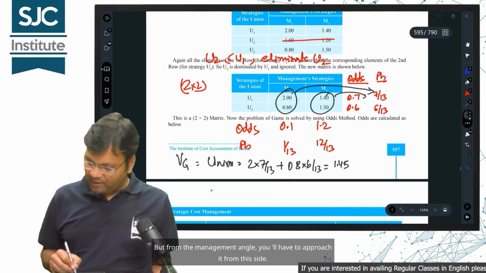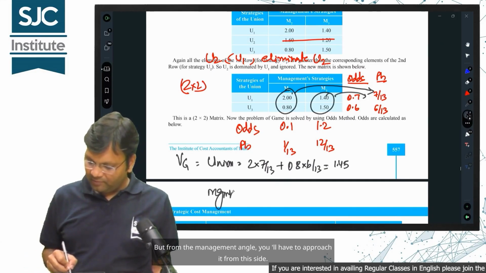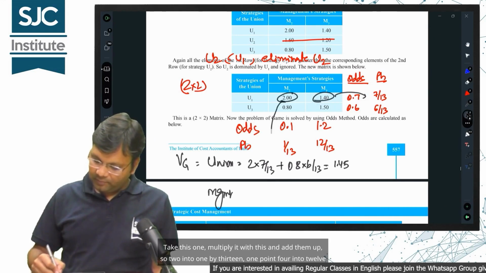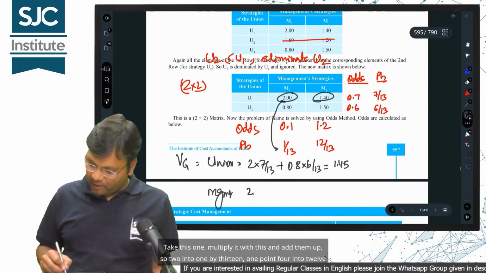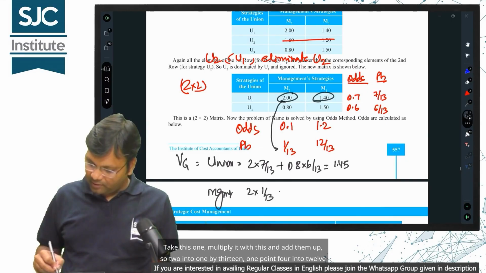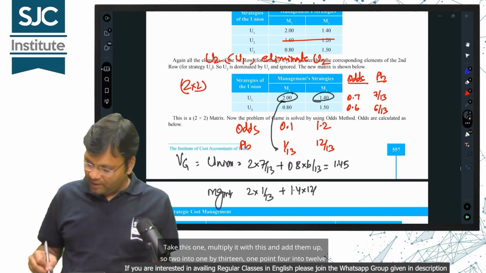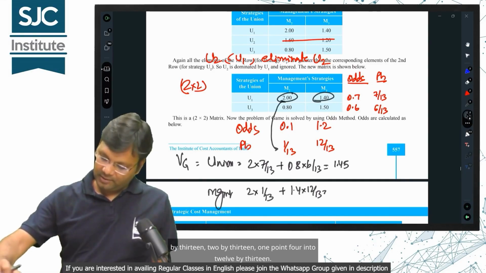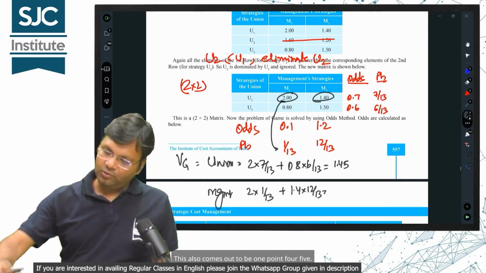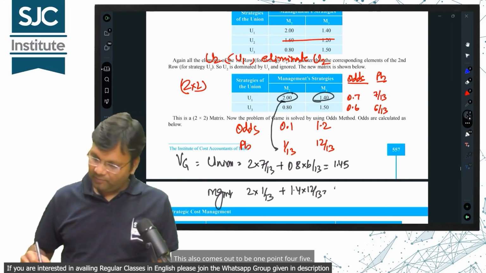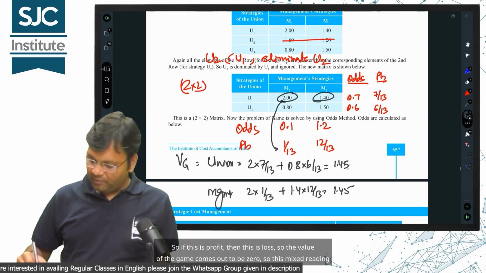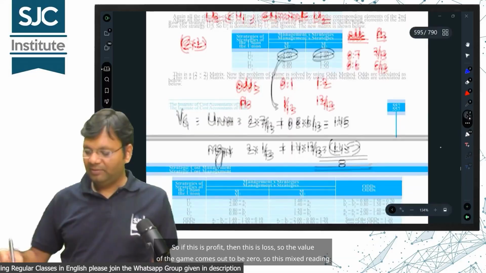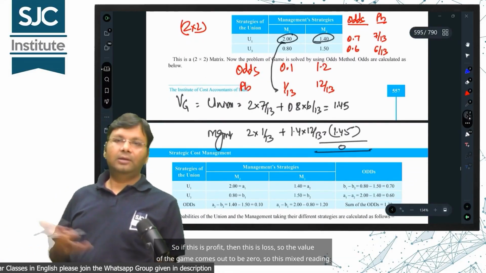But from the management angle, you'll have to approach it from this side. Take this one, multiply it with this and add them up, so 2 into 1 by 13, plus 1.4 into 12 by 13. This also comes out to be 1.45. So if this is profit, then this is loss, so the value of the game comes out to be 0, so this mixed strategy problem is solved.